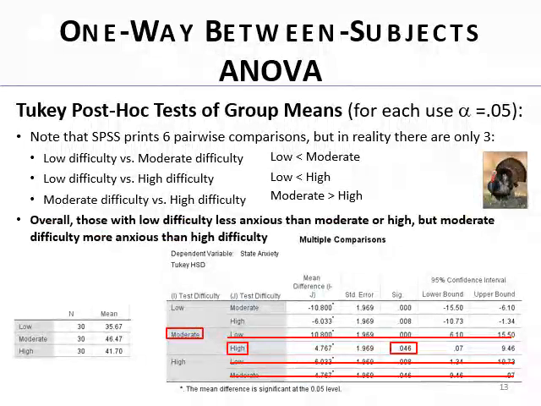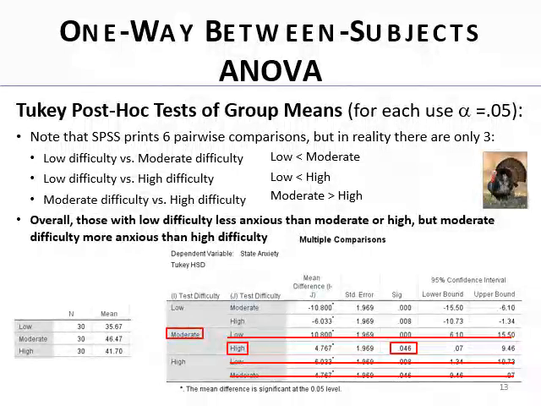So here's sort of how you summarize it for grandma. Overall, those with low difficulty test, I guess, were less anxious than those who got a moderate or high difficulty test. But the moderate difficulty test was more anxious. They were more anxious than those who got the high difficulty test. So again, low was lower than moderate or high.